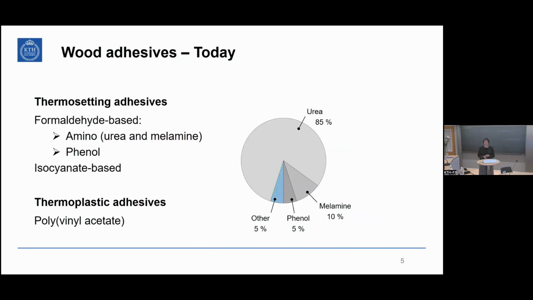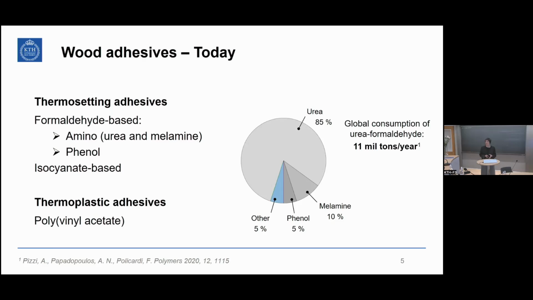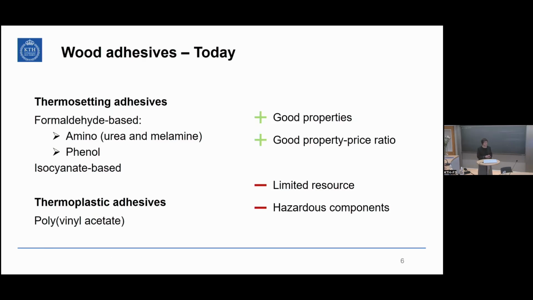Today, most adhesives that are used are formaldehyde-based. Around 95% of adhesives in the wood industry are formaldehyde-based, and 85% are urea formaldehyde adhesive alone. They're produced in very large amounts. For example, the global consumption of urea formaldehyde adhesive is 11 million tons per year. These adhesives are used today because they have very good properties. They are efficient, have fast reactivity, and also have a good property-price ratio.